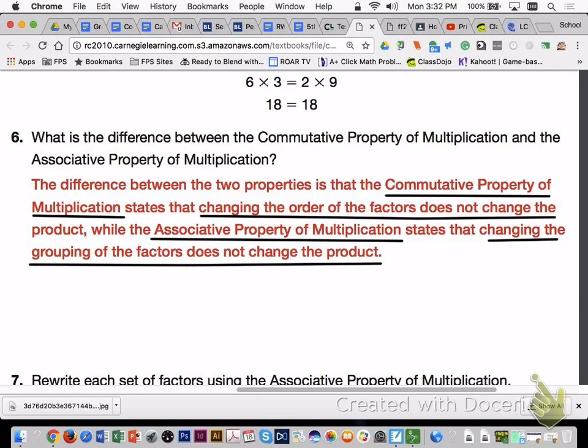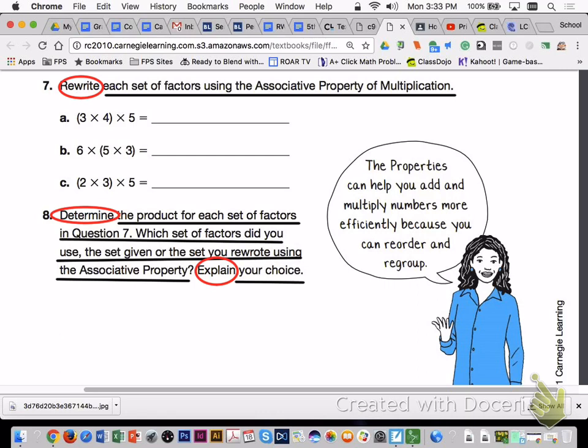For number 6, the difference between the two properties is that the commutative property of multiplication states that changing the order of the factors does not change the product, while the associative property of multiplication states that changing the grouping of the factors does not change the product. Please answer number 7 and 8 with your group.